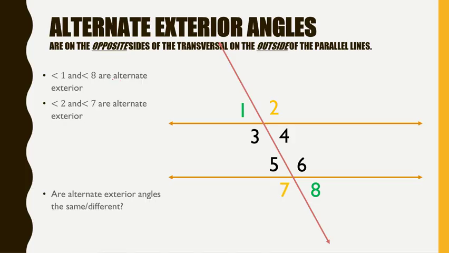So it means one's going to be on one side of the transversal line, this line right here, and exterior means on the outside of the parallel lines. So we're looking at 1 and 8. These are alternate exterior angles. Also on the outside, we've got 2, and we've got number 7 down here. They're also congruent, which means they are equal. So those are alternate exterior.